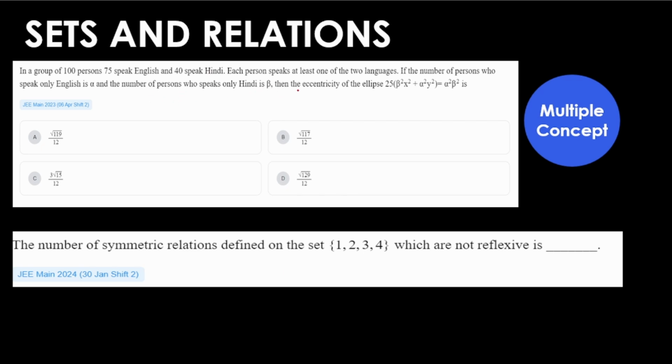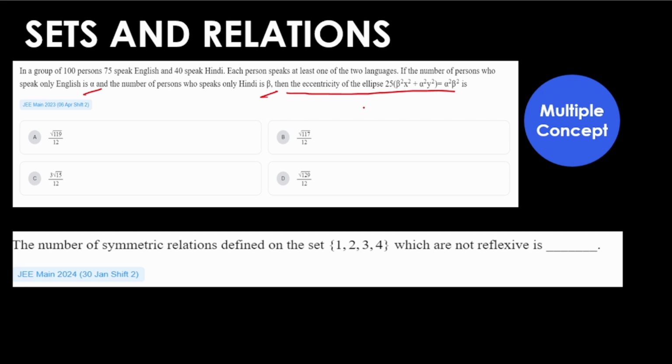And this question is completely related to Venn diagrams, right? But at the end of the question, you can see they're asking us to find the eccentricity of an ellipse. A Venn diagram question somehow turned into finding the eccentricity of the ellipse. You can see this question is a multiple concept question, right? You just need to find the value of alpha over here, then beta over here, then substitute into the equation of the ellipse, make it in the standard form, then find out the eccentricity of the ellipse.